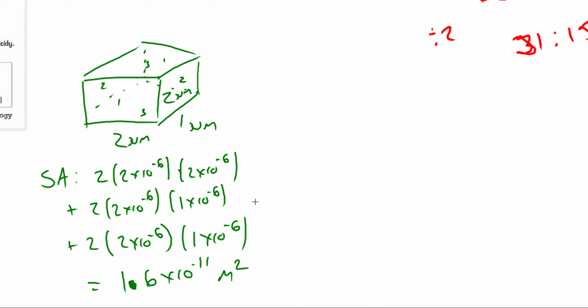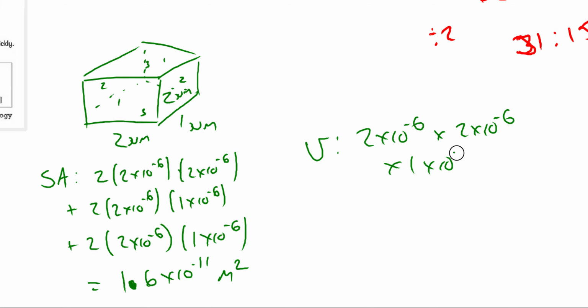The next one that we have is the volume. The volume of this one is going to be 2 times 10 to the minus 6 times 2 times 10 to the minus 6 times 1 times 10 to the minus 6, which gives you a volume of 4 times 10 to the minus 18 meters cubed.